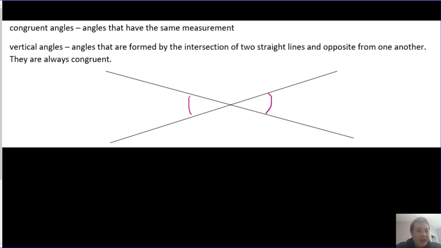Everyone, this is a practice video for special angles, but before we get into the practice, I want to review some of the definitions that we need to know. Actually, congruent is a new one. Congruent angles are angles that have the same measurement.